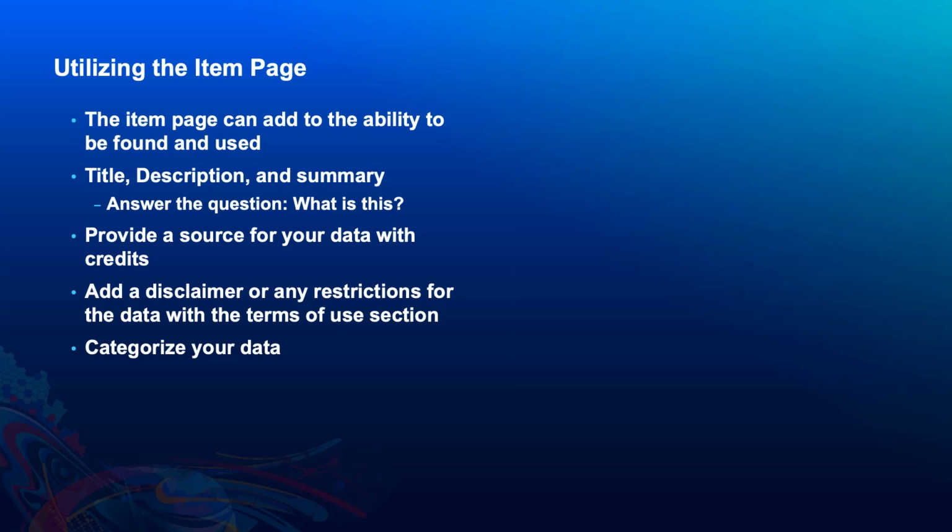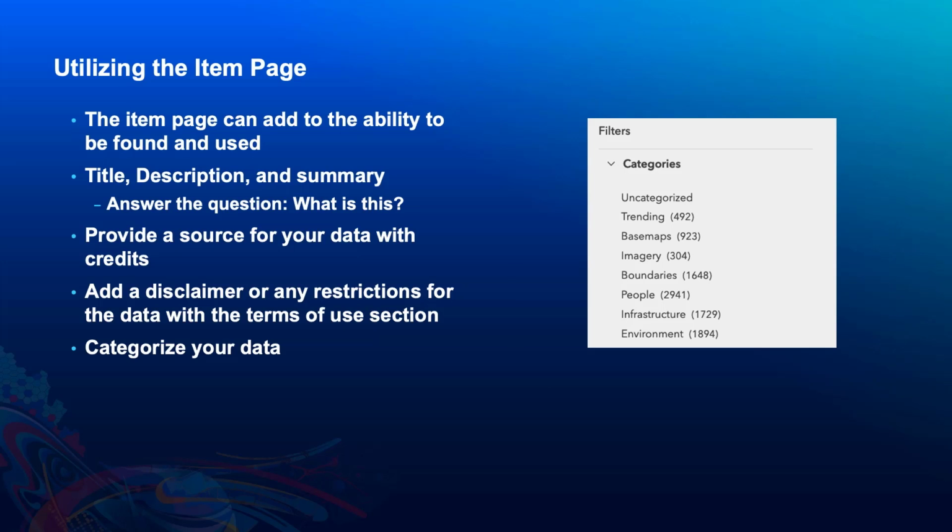Another descriptor on the item page that can be utilized is categories. Categories can be defined in individual groups or in an organization. These categories can be assigned to items, and items can be assigned to fall under multiple categories. An example of a category might be adding a trending category for snow forecast maps during winter months, or adding a boundaries category to county layers in a state.